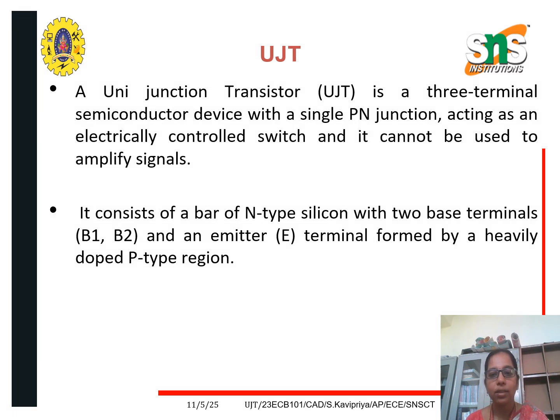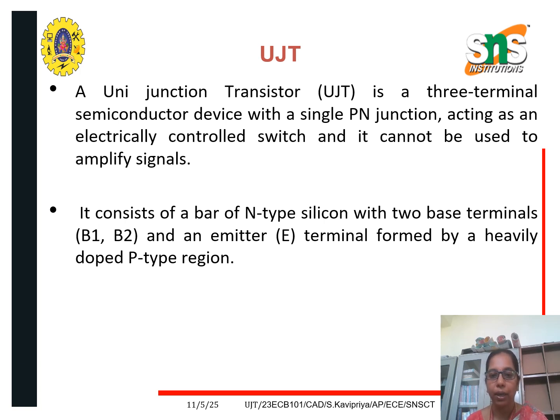Whereas UJT is a three-terminal device, the basic difference between the BJT and UJT is that UJT can act only as a switch or a voltage regulator. It cannot act as an amplifier. Whereas BJT can act as an amplifier as well as a switch, and it can even act as a voltage or current regulator.